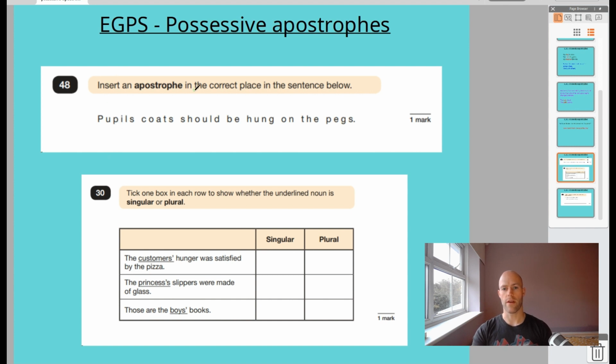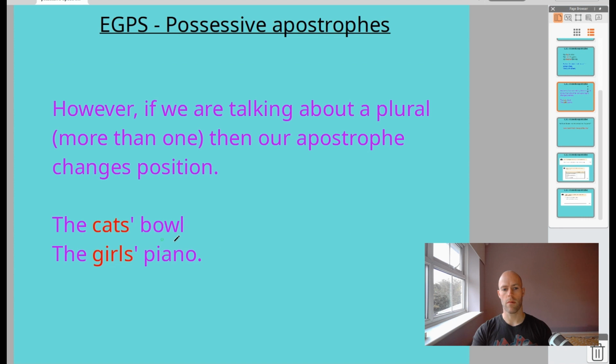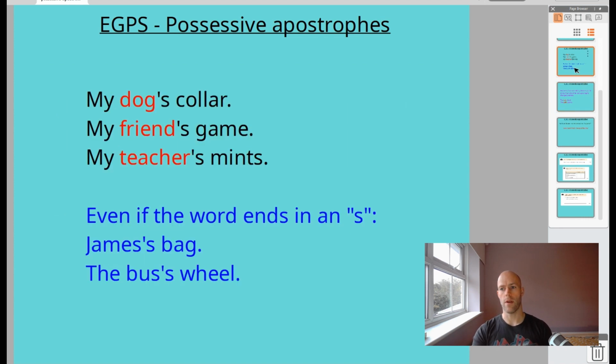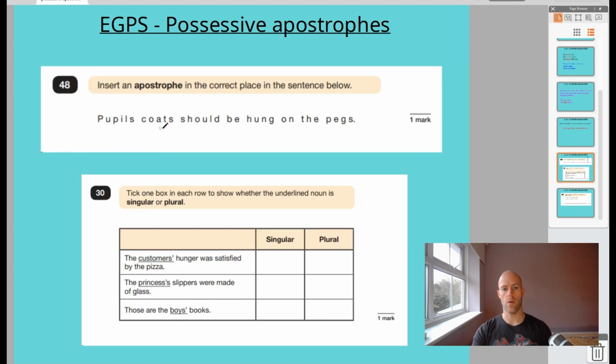Insert an apostrophe in the correct place in the sentence below. Pupils' coats should be hung on the pegs. Now we're going to reverse engineer what we did a second ago. We know the apostrophe goes at the end if it's multiple, if there's a plural, and we know the apostrophe goes before the S if it's singular: one dog, one friend, one teacher. Now we are talking about multiple pupils, as we always are in school, but you wouldn't say pupil as a person on its own. So multiple pupils means our apostrophe is going to go there.